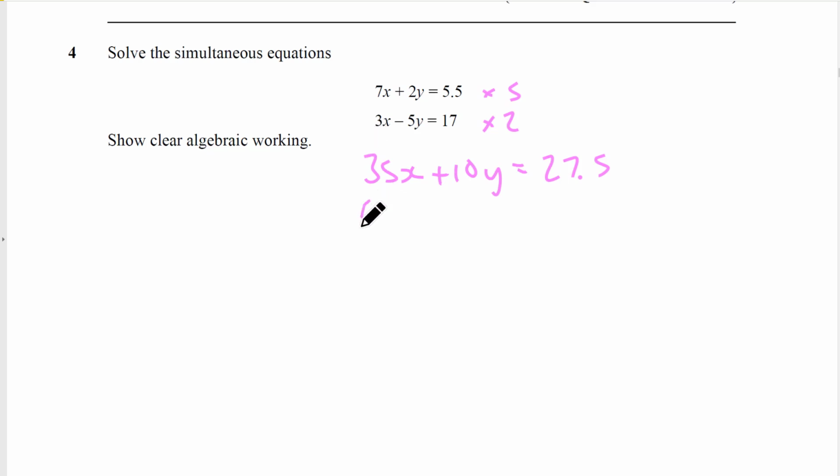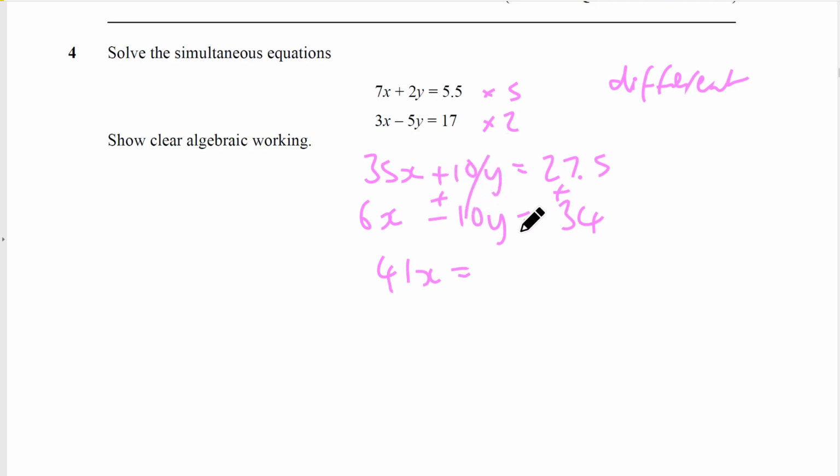No, I want to write this here. So we get 6x. This is going to give you 1 mark. Minus 10y equals 34. Now, the signs are different, so we add them. Because if we add them, we cancel out those terms. So you're going to get 41x. That cancels out the y, because that's going to be 10y minus 10y. Equals 61.5.